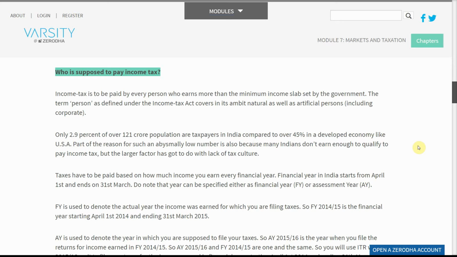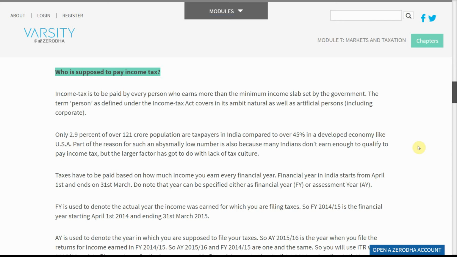Taxes have to be paid based on how much income you earn every financial year. The financial year in India starts from April 1st and ends on the 31st of March. Do note that the year can be specified either as financial year (FY) or assessment year (AY). FY is used to denote the actual year the income was earned for which you are filing taxes. So FY 2014-15 is the financial year starting April 1st, 2014 and ending the 31st of March 2015.